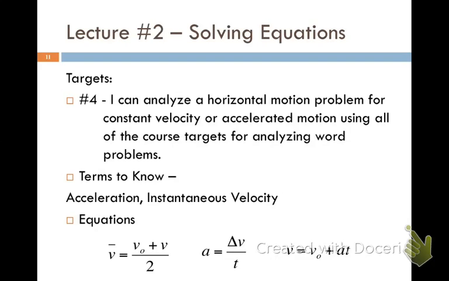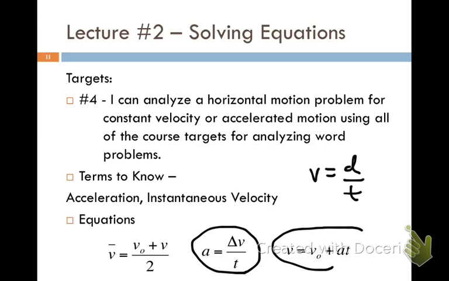So what we're going to be doing for Target 4 is really looking at your ability to analyze changing motion, this time through equations. Last time we did velocity equals distance over time. Now we're going to be introducing some new equations, now that we're working with changing motion, now that we're working with this acceleration. So the main terms to know again are going to be acceleration and also, this time, instantaneous velocity.